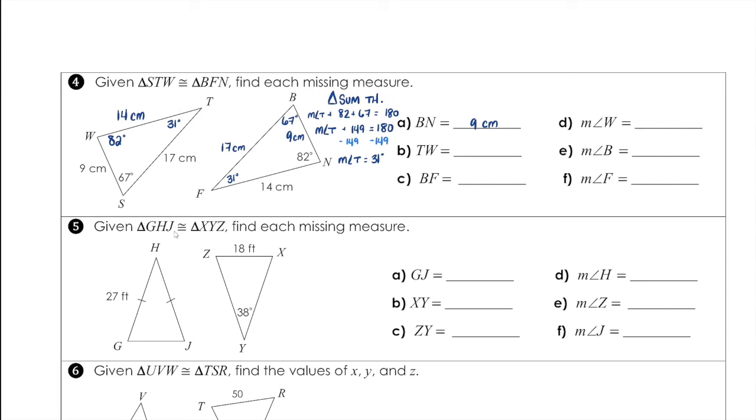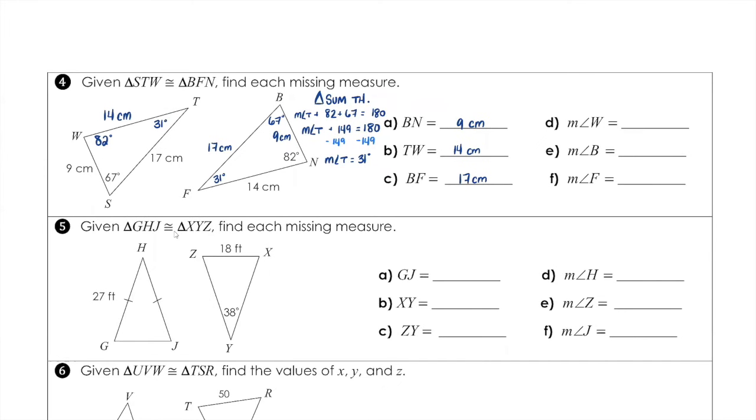What's the measure of TW? 14 centimeters. How about BF? 17 centimeters. Measure of angle W? 82 degrees. Measure of angle B? 67. And then measure of angle F? 31. Bueno. Muy bien. Good job.